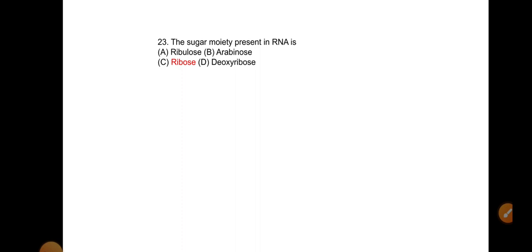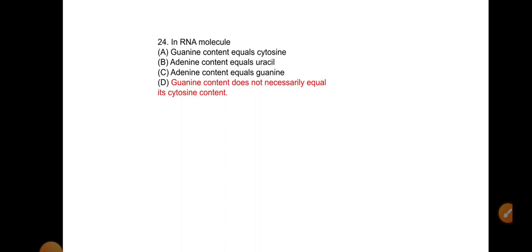DNA is deoxyribonucleic acid and RNA is ribonucleic acid. So ribose is the sugar present. 24, in an RNA molecule, guanine content does not necessarily equal its cytosine content. Why is that so? Do you guys know it? Like A should be equal to U or G should be equal to C.